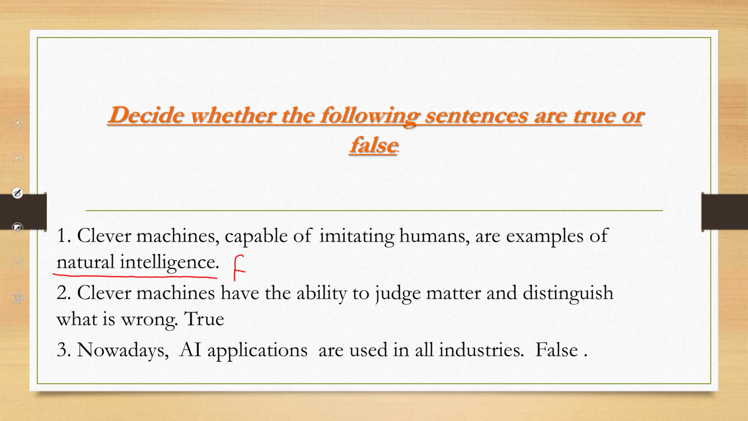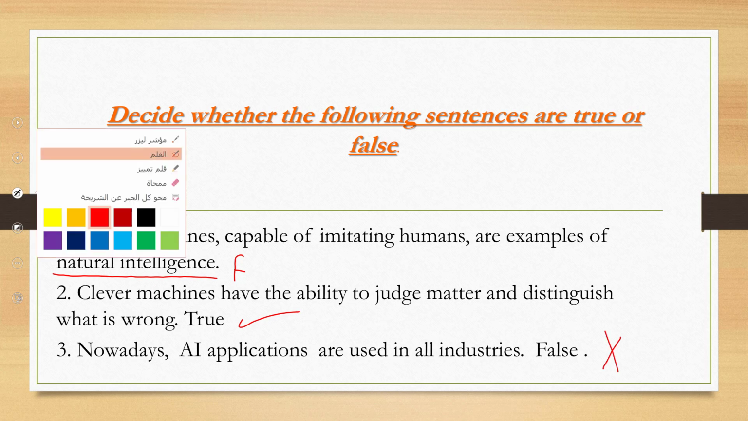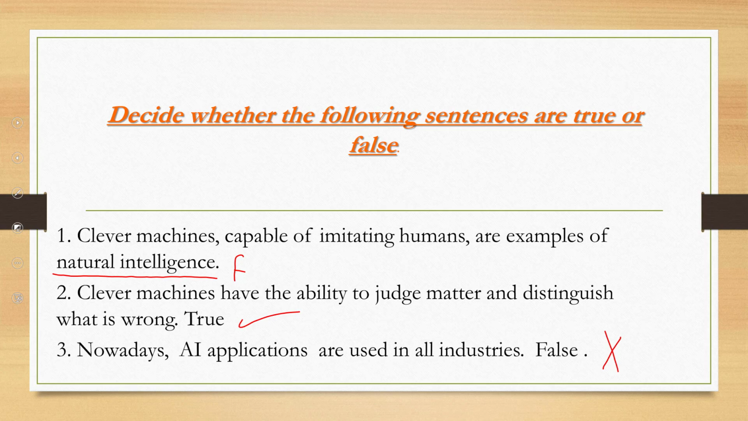Number 2, clever machines have the ability to judge matter and distinguish what is wrong. Yes, we said that these clever machines have the ability to judge matters and distinguish what is wrong. Number 3, nowadays, AI applications are used in all industries. Of course, it's false because in the future, they are going to touch nearly all the industries. But now they have limited usage.